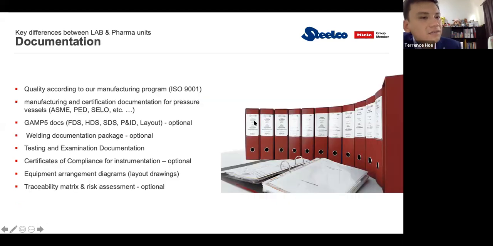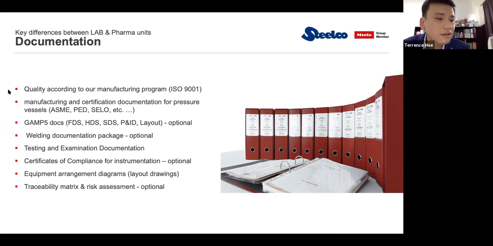Of course, the last very important part, the difference between a lab and the pharma unit, is all the documentation. In the lab, probably you ask for IQOQ, installation qualification and operational qualification only, and maybe even performance qualification, PQ. But in the pharmaceutical environment or grade requirement, there is a lot of paperwork required. For example, we have these GMP documents: the FDS, functional design specification, hardware design specification, software design specification, SDS, P&ID, and even the layout.